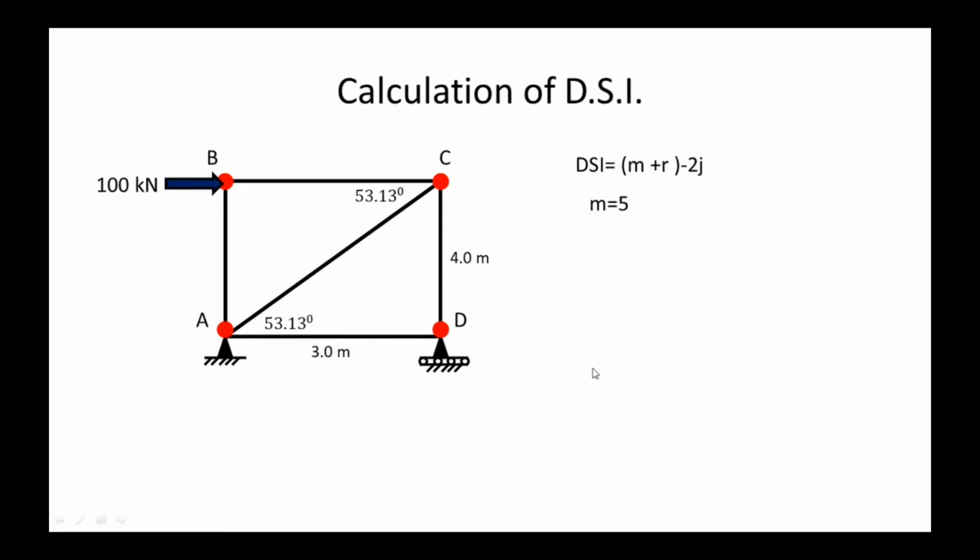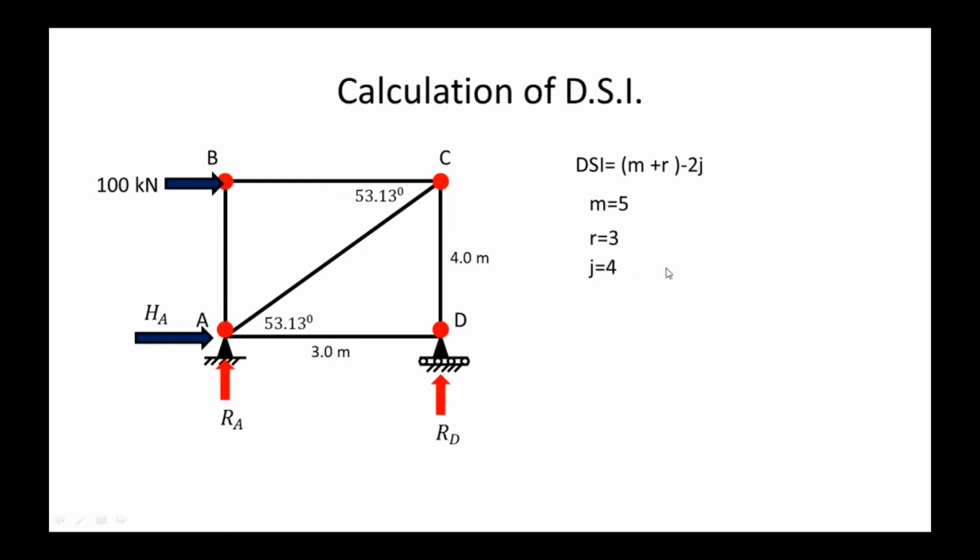Now next is the r. Which are these r's? Now these are the reactions HA, RA and RD. So 3 reactions. So r is equal to 3. And j is equal to 4: A, B, C and D. These are the 4 joints.